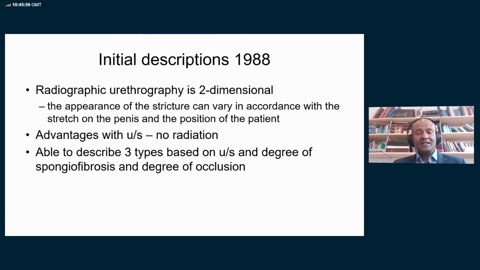The very first early descriptions in the literature were in 1988. And these examiners realized that two-dimensional urethropography could be very variable in the pictures that you got. And it depended, as Professor Carlos showed there very well, on the stretch of the penis and the position of the patient and how you get those images. They postulated the advantage, of course, with ultrasound was there is no radiation. And also you can get a three-dimensional view on what is going on. And most importantly, the degree of spongiofibrosis and the degree of occlusion.